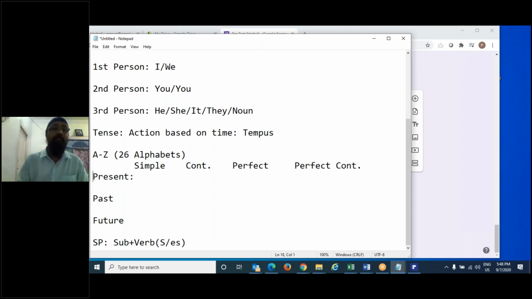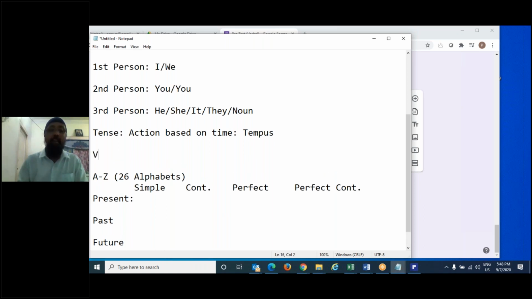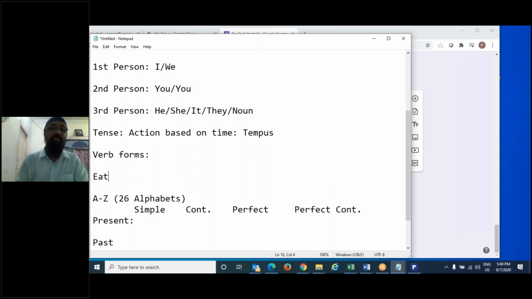Now, before I come here, I would also like to ask you, how many verb forms do we have? Or what are they? Can anyone quickly text the verb forms? Okay, let me give you an example. Let's say eat. Eat is form one. Let us put it in a very simple form: eat, ate, eaten, and eating.